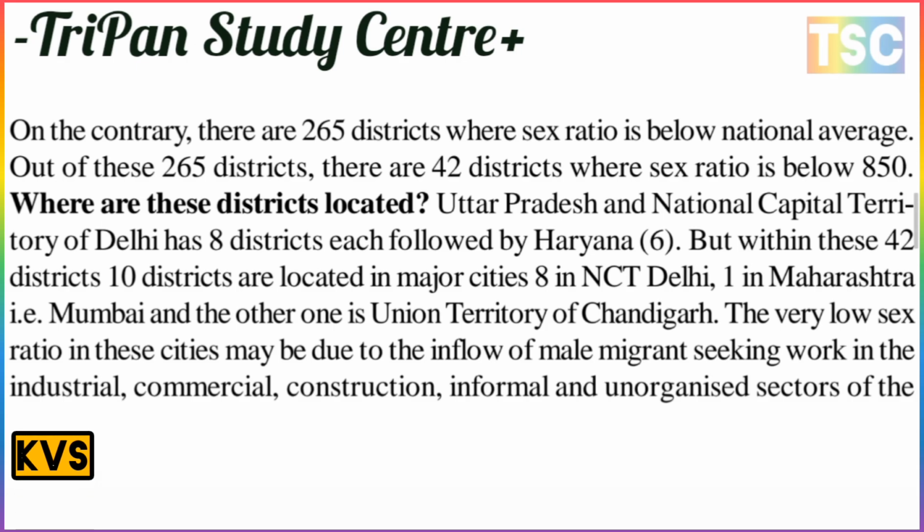Uttar Pradesh and the National Capital Territory of Delhi have 8 districts each, followed by Haryana with 6. Of these 42 districts, 10 are located in major cities: 8 in NCT Delhi, one in Maharashtra, Mumbai, and the other in the Union Territory of Chandigarh. That is important. There is a very low sex ratio in these cities, maybe due to the inflow of male migrants seeking work in industrial, commercial, construction, informal and unorganized sectors.